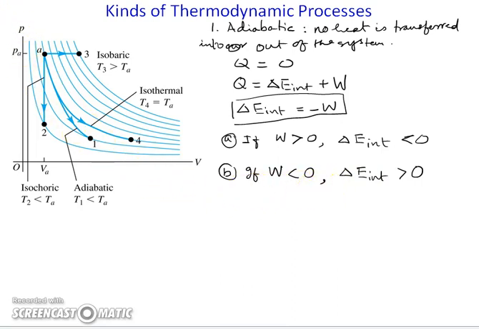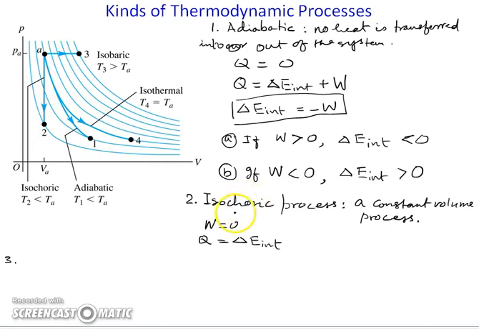Great. All right, the second process is called the isochoric process. This is a process where there is no change in volume. So we know the work is the area under the PV diagram, right? When there's a change in volume. So that means work done by the gas is 0. And then I can use this law of thermodynamics. That means Q is equal to the change in the internal energy of the system.